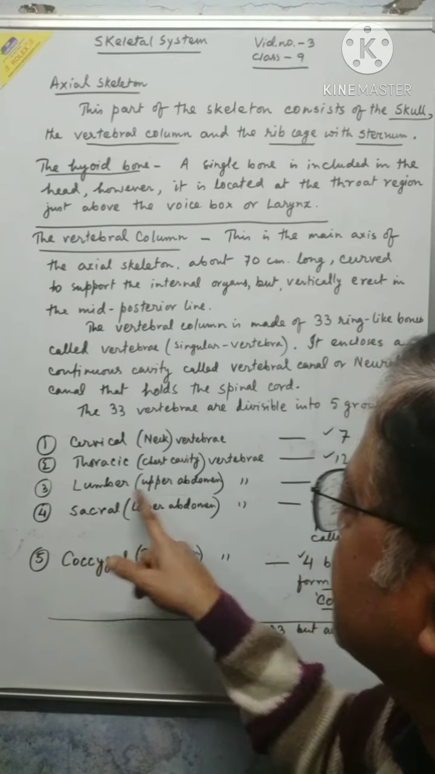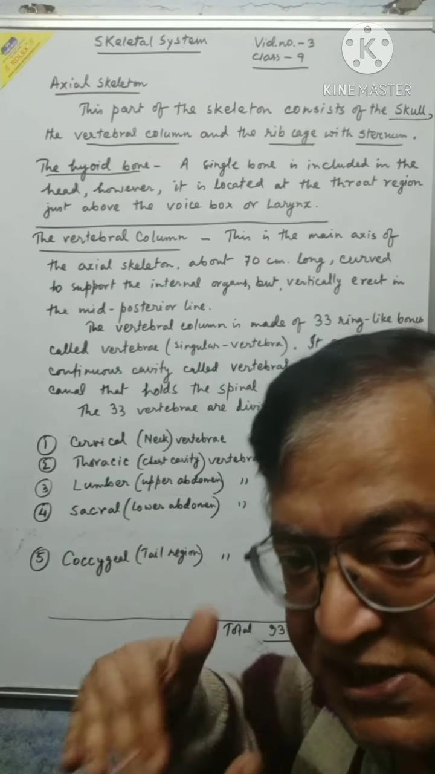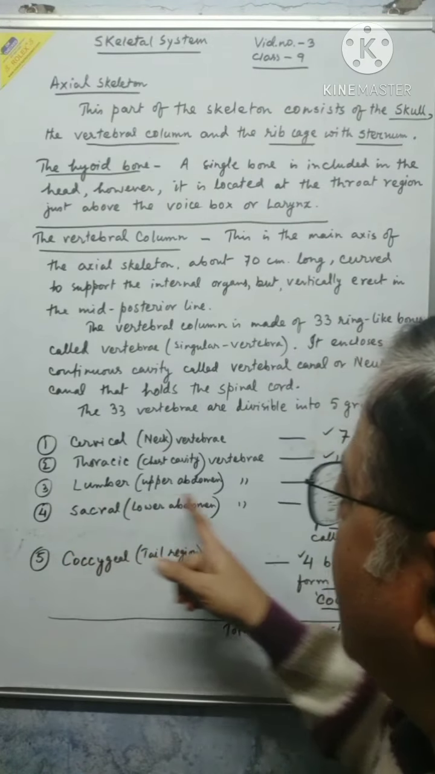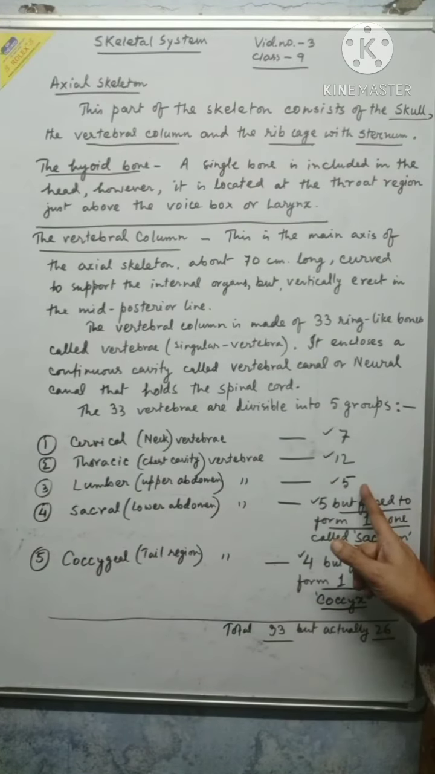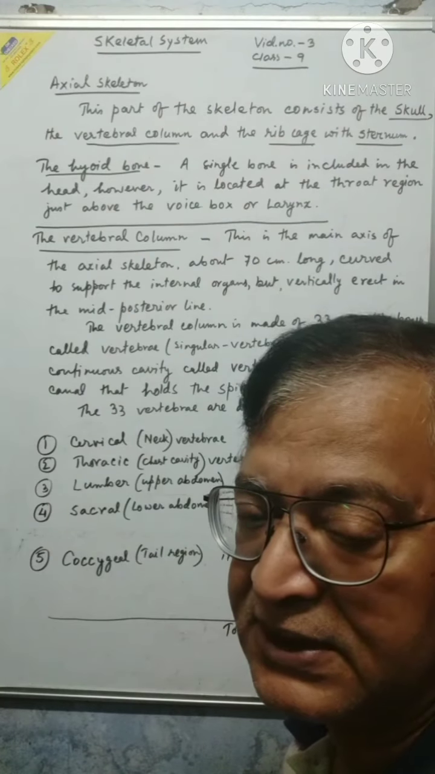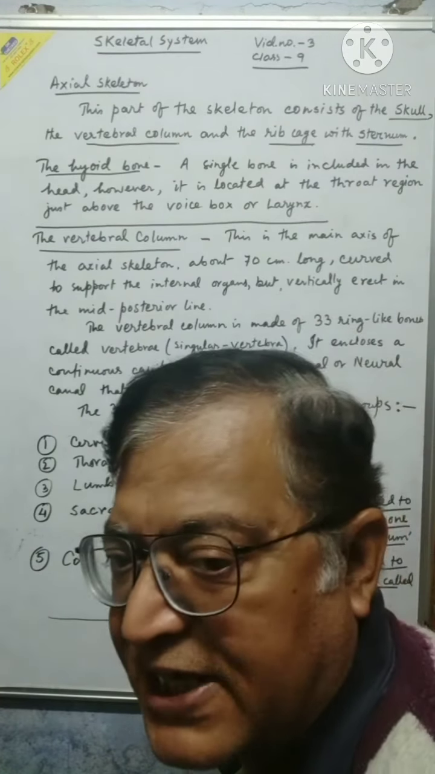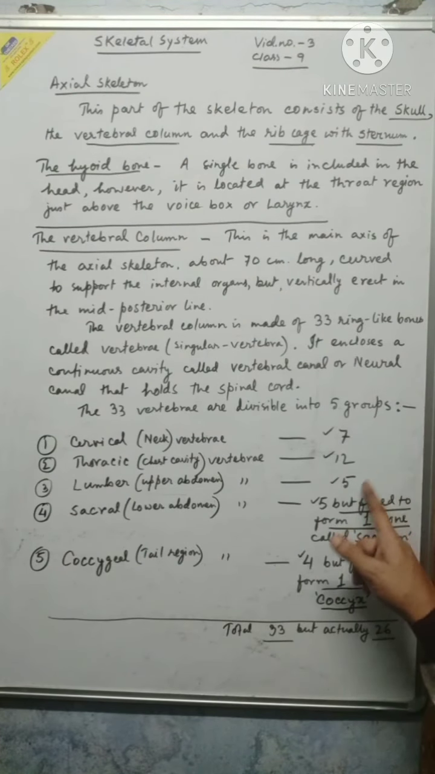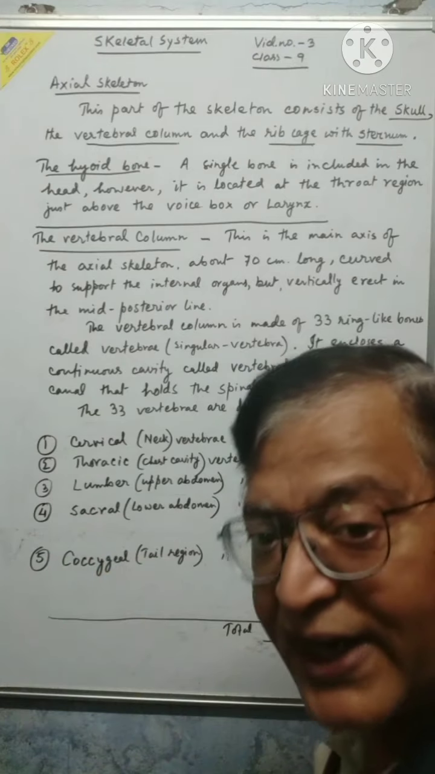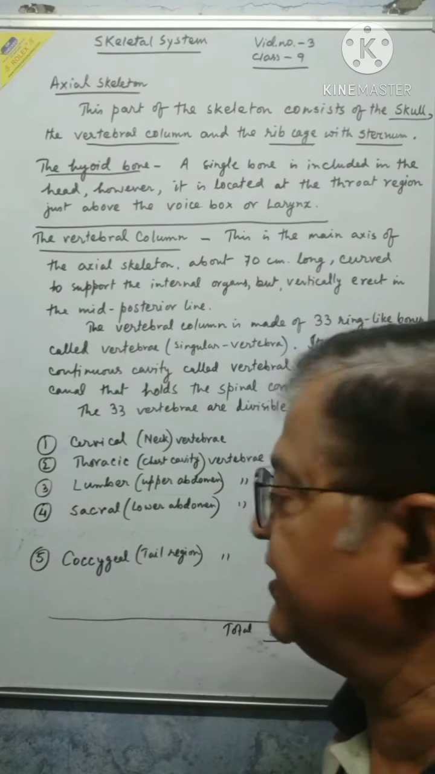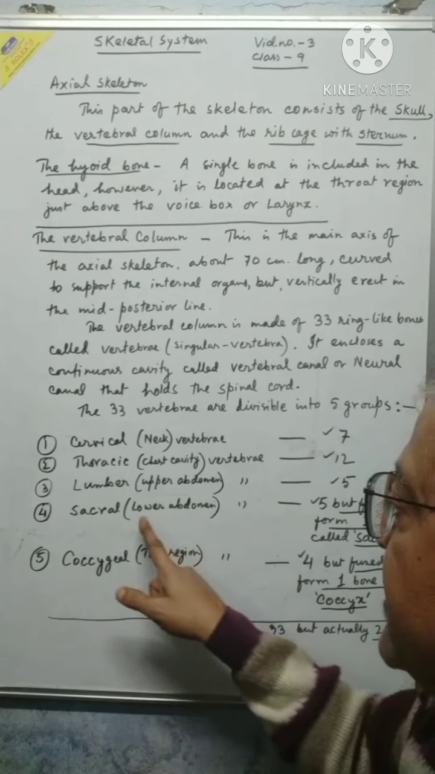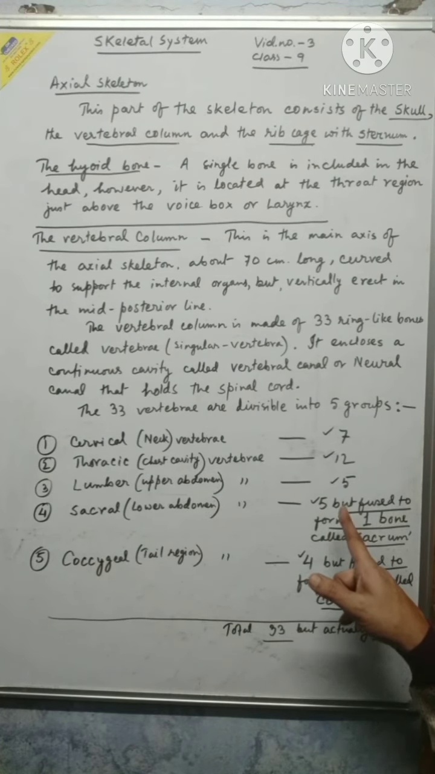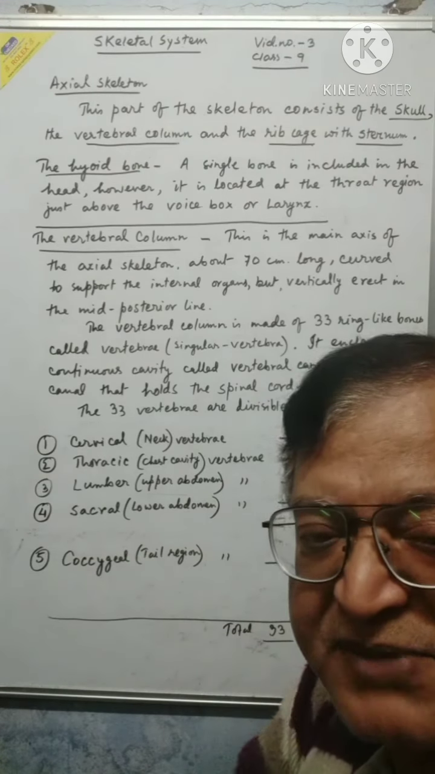Lumbar vertebrae means the upper abdominal region, just below the thoracic cavity, on the back side of our body. That is called lumbar vertebrae. The number is 5. They are in the upper abdominal region. Upper abdominal means the back side of that is lumbar vertebrae, 5 of them. The lower abdominal region is called the sacral region. So sacral vertebrae, in the lower abdominal region, 5 vertebrae are there, but here is the mystery.